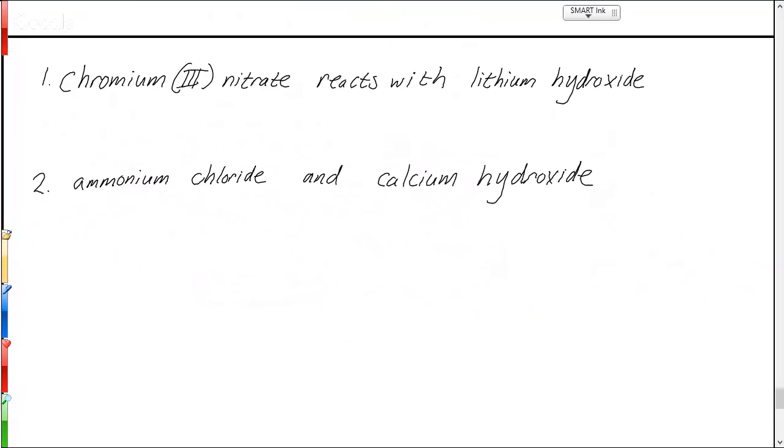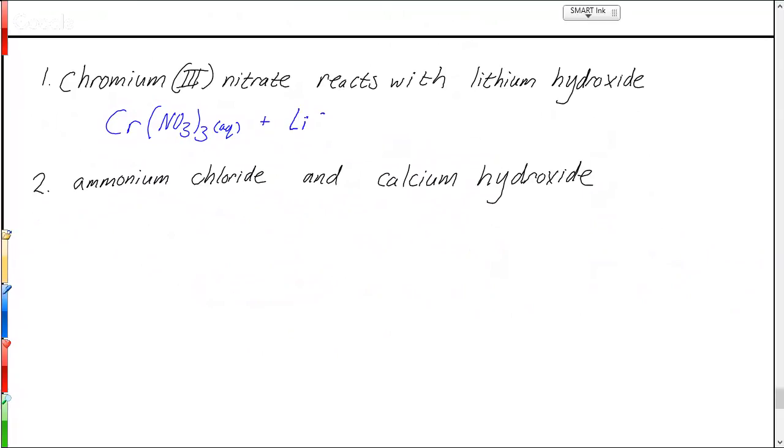All right, so here's what these reactions look like. Again, first you're going to put the compounds together and then switch partners and see what they end up looking like on the other side. So chromium(III) nitrate is going to be Cr(NO3)3. And you can assume that whatever you start with is going to be aqueous unless it's specified that it's a gas or a solid.